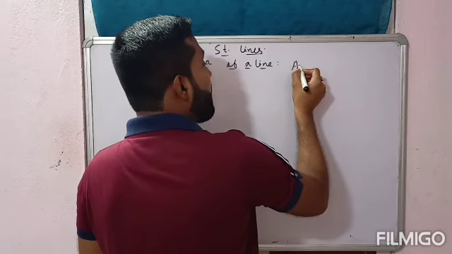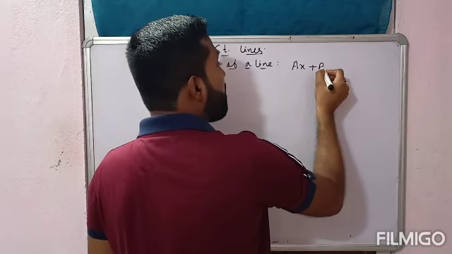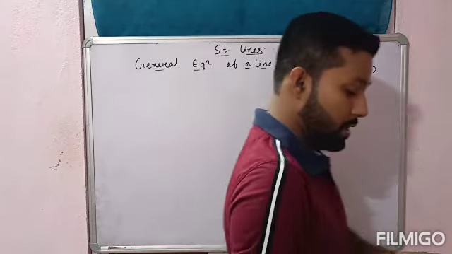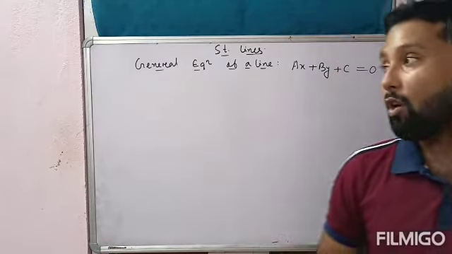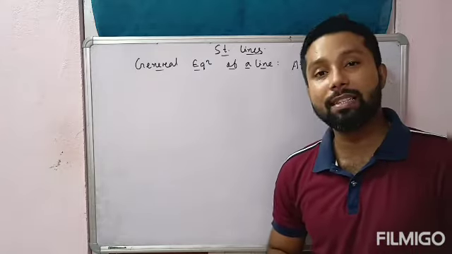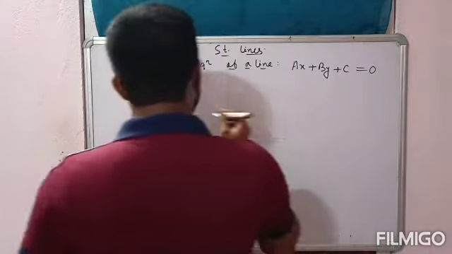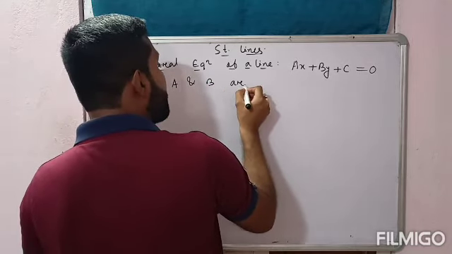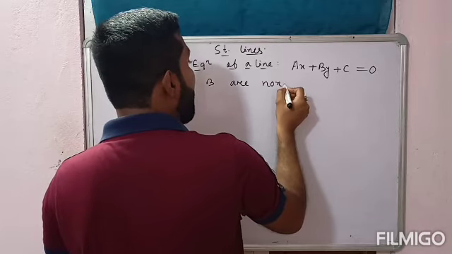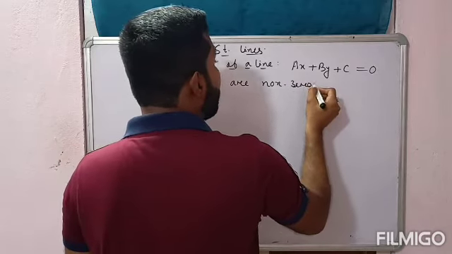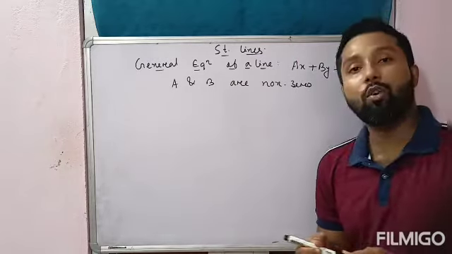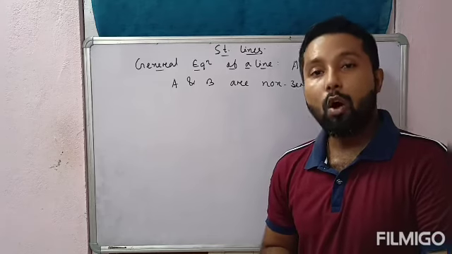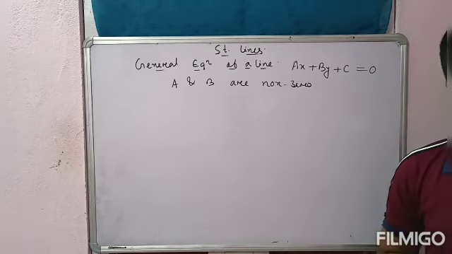So any equation of the form ax plus by plus c equal to 0, where a and b are non-zero simultaneously, is called the general or linear equation of a straight line.